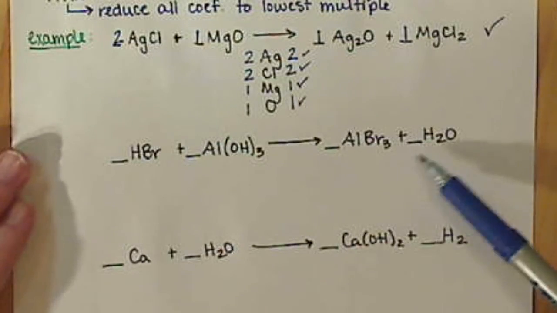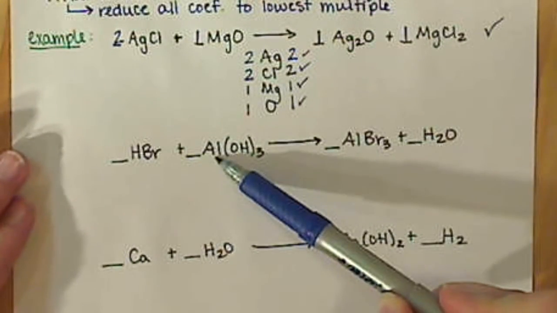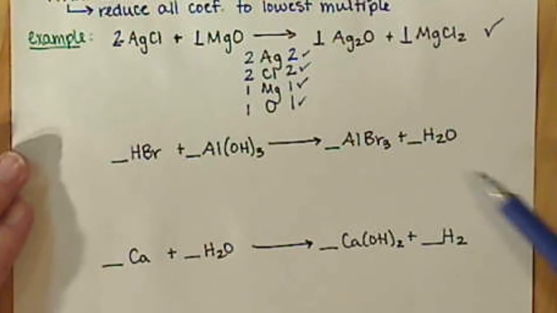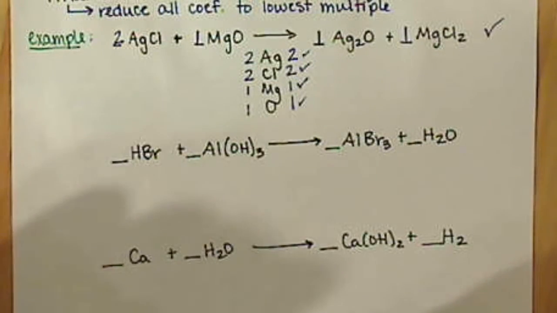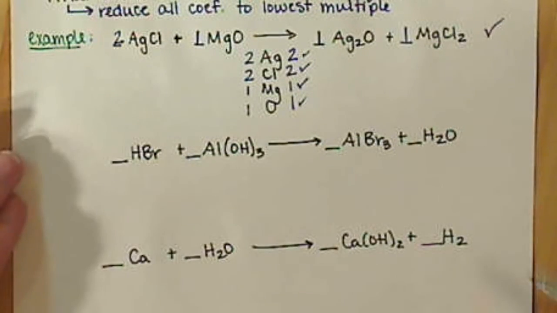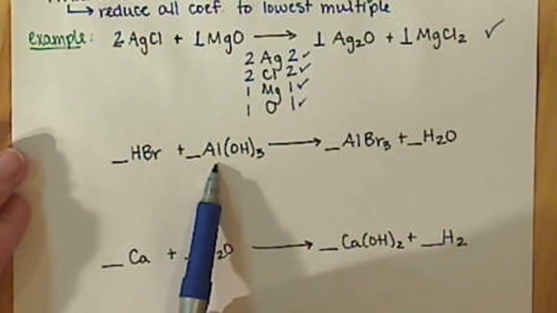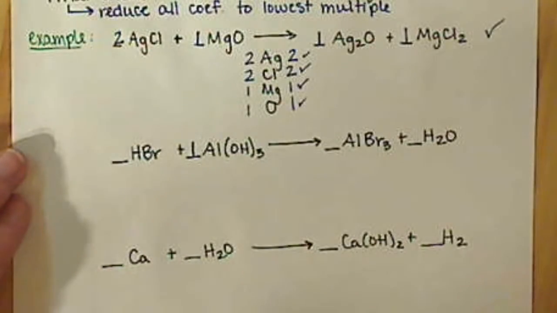All right, so we have hydrogen bromide combining with aluminum hydroxide, and we're going to form aluminum bromide and water, or dihydrogen monoxide. It's a chemical name. Aluminum hydroxide is definitely the most scary here. It has some parentheses, so I'm definitely going to start by assigning this a 1.